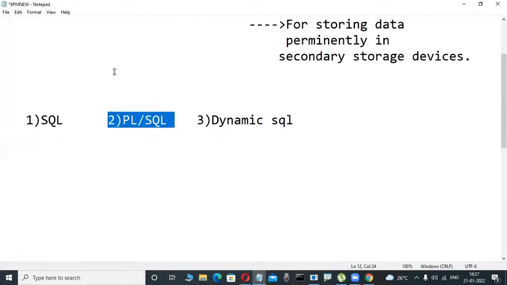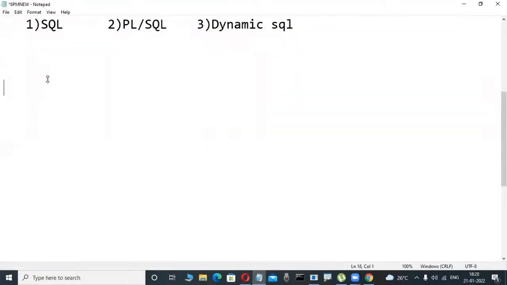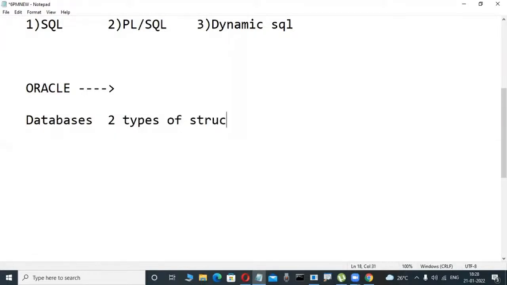That's why I'm showing only that one. Just observe it here. Actually, these relational databases are there: Oracle, SQL Server, DB2. These are relational databases. But unfortunately, these databases have two types of structures, and you must be familiar with them before we start our courses. Two types of structures. Don't write it, just observe it here.